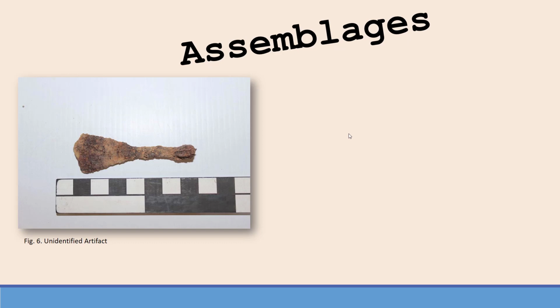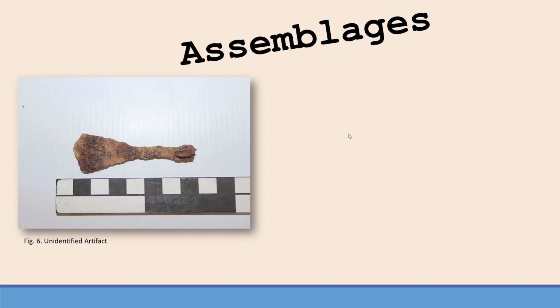Assemblages. I'm going to take you through the value of what an assemblage is, why these are important, how to interpret assemblages. So here we have an unidentified artifact on the left, and just take a look at it. Think about what in the world could this possibly be. And it's tough. It can be so many things. I mean, it looks like a really nasty chicken wing. We know it's not that. But it could be a bunch of things.